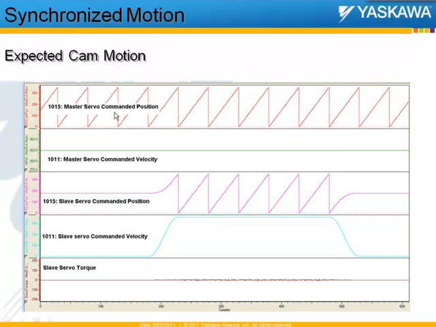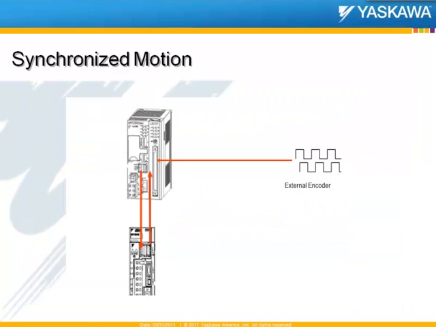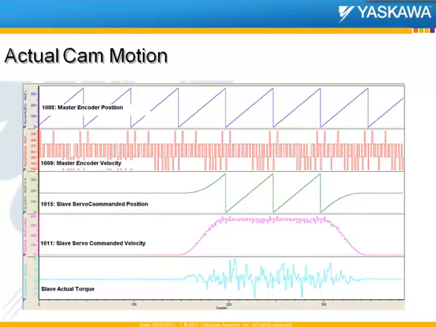However, this is typically not how electronic cams are implemented on real machines. You very rarely cam a servo axis to another servo master axis. In real life, you have some external encoder that provides the signal that acts as a master, and the servo slave is cammed to an external encoder signal. This is a snapshot of what you can expect when you have an external encoder AB quadrature pulse signal coming in.